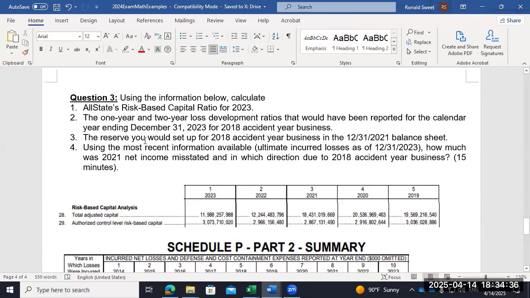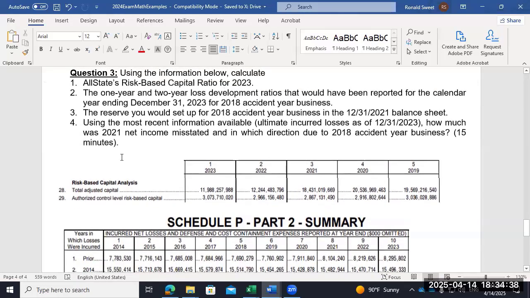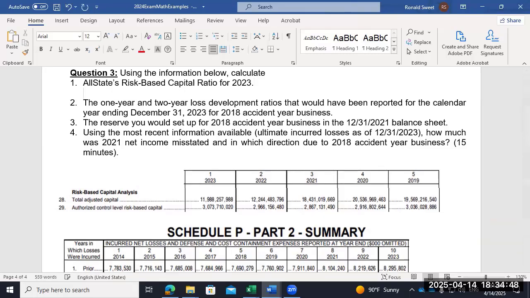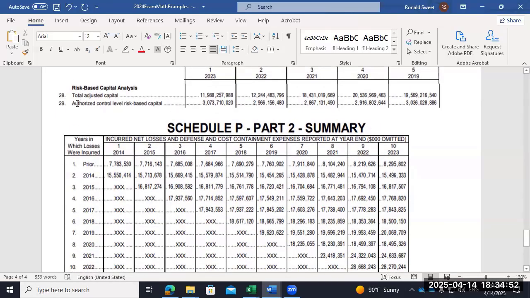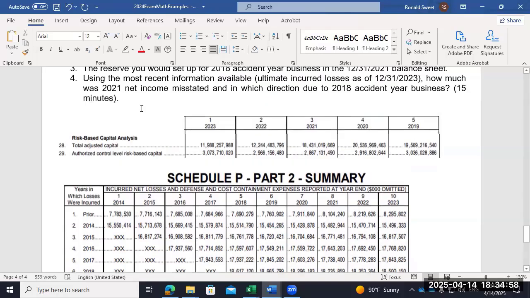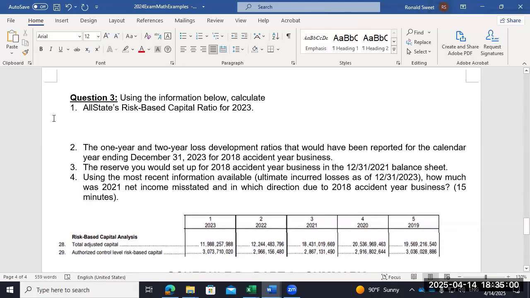So there's 4 parts of this. Most students get all of this right. So this one's really pretty straightforward. The first question is really, really easy if you remember one little thing. So you can see here's their adjusted capital, and this is its authorized controlled level risk-based capital. So here's their risk-based capital. So here's the formula. It's really straightforward.